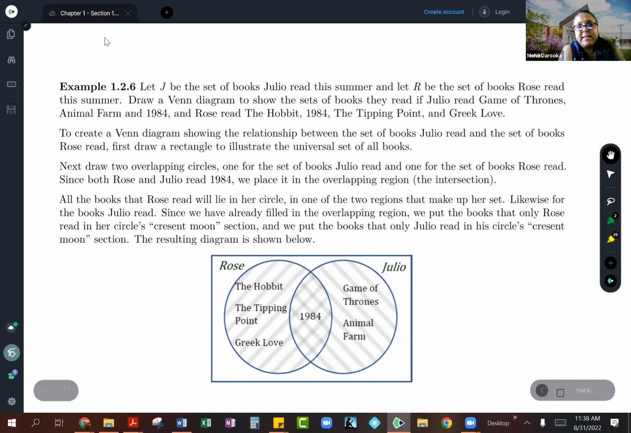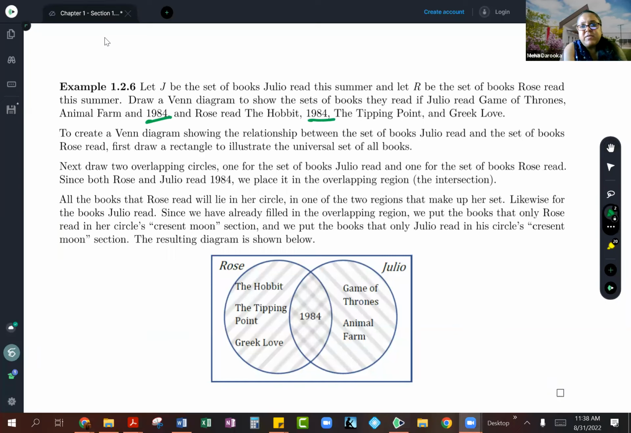readers, basically, the book that is common between both of them is going to be 1984, because both of them have read 1984, but none of the other books are common. So you can see, again, the rectangle represents your universal set, and the circle for Rose is showing she read The Hobbit, The Tipping Point, Greek Love, and 1984. For Julio, he read Game of Thrones, Animal Farm, and 1984.